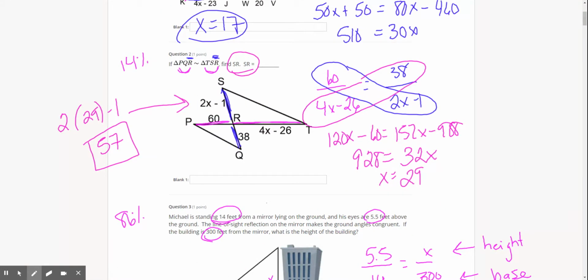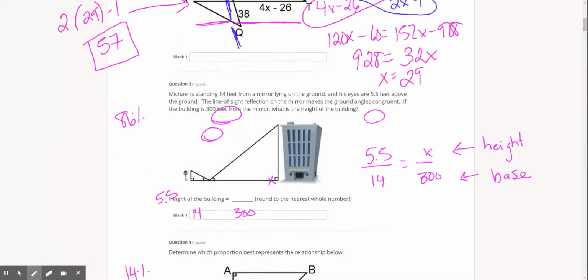The answer key was not correct for question number 2. I know that at first I set this one up wrong yesterday, so you do have to be super careful about the key. PR goes with TR, so PR goes with TR. They have to be in the same fraction. And then QR and SR have to go in the same fraction. And then the two numbers have to go side by side, and two expressions have to go side by side. You should get 29, and then when you substitute back in for SR, you should get 57. So again, we reviewed all of that yesterday. Hopefully that makes a little bit more sense.